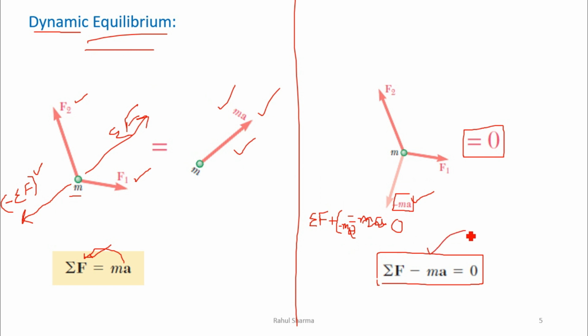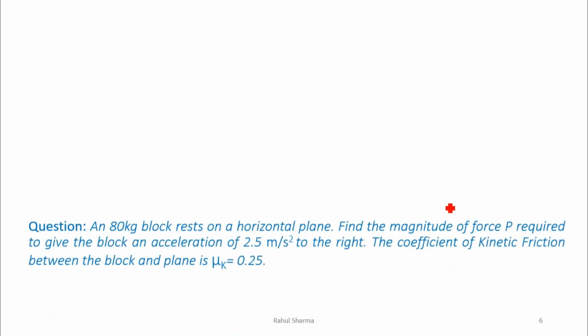So we get this equation if I add the opposite force, I can say plus minus ma. This will be more clear to understand. So this is known as dynamic equilibrium. In this case the object is said to be in dynamic equilibrium.